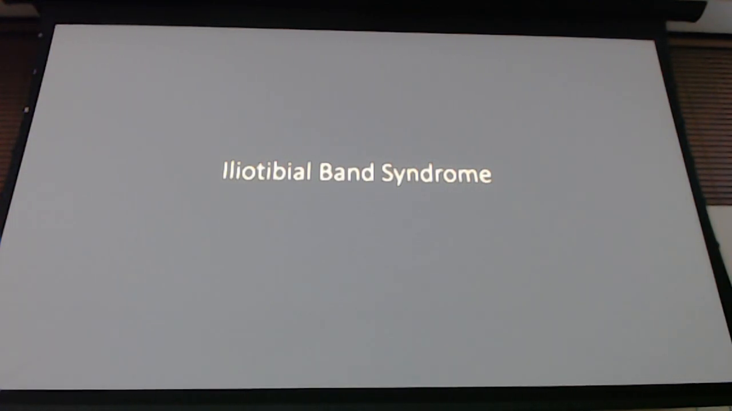Syndrome. What was the thing I said it was also called? ITBS, iliotibial band syndrome, iliotibial friction syndrome, iliotibial syndrome. It has so many names, right? Or just plain old IT band syndrome or IT syndrome. Okay, so don't let that throw you off.